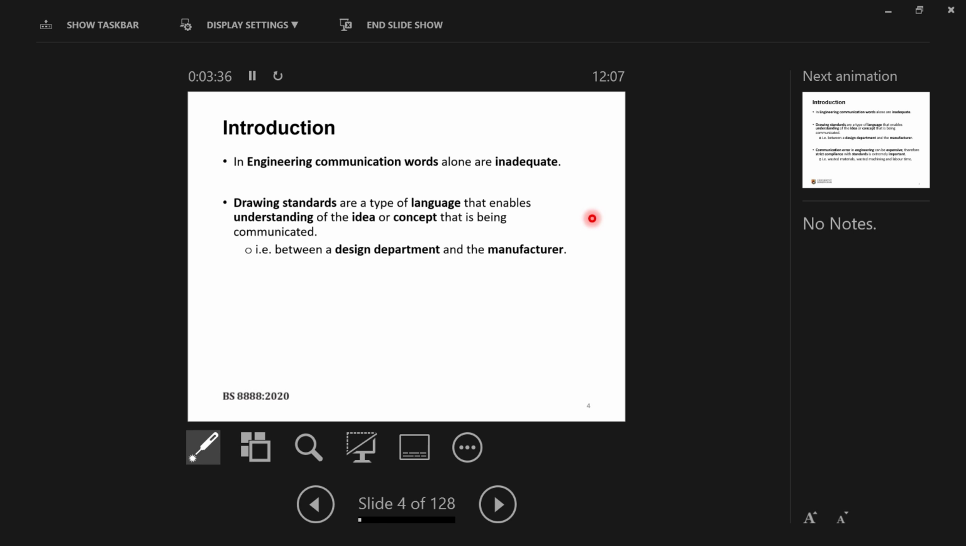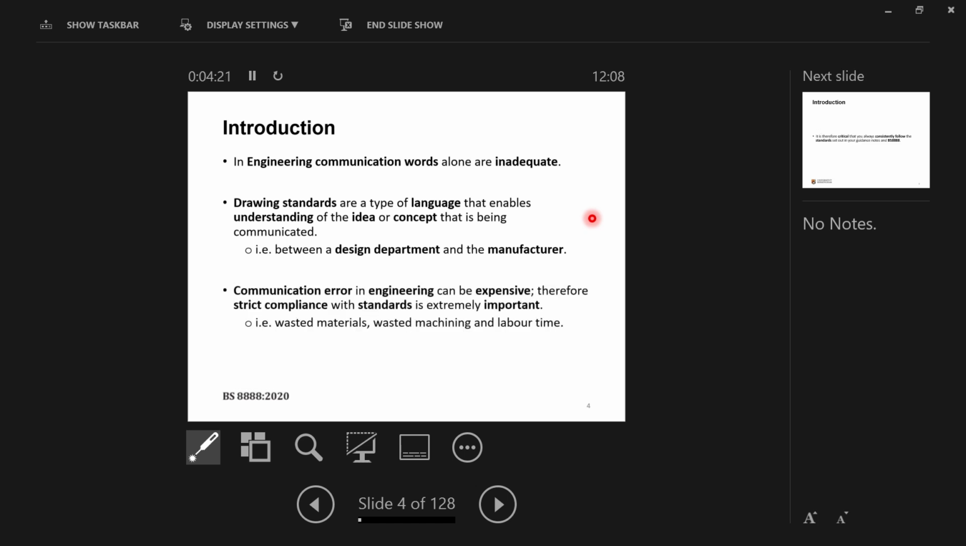In order for all engineers all around the world to understand the same language, we should learn this language. And this language means that we need to have one way of communicating ideas and concepts, and this is the engineering drawings. So for example, the design department works on a specific project, develops some drawings, and then passes those drawings to the manufacturer. The manufacturer understands the language and he or she can start manufacturing the product.